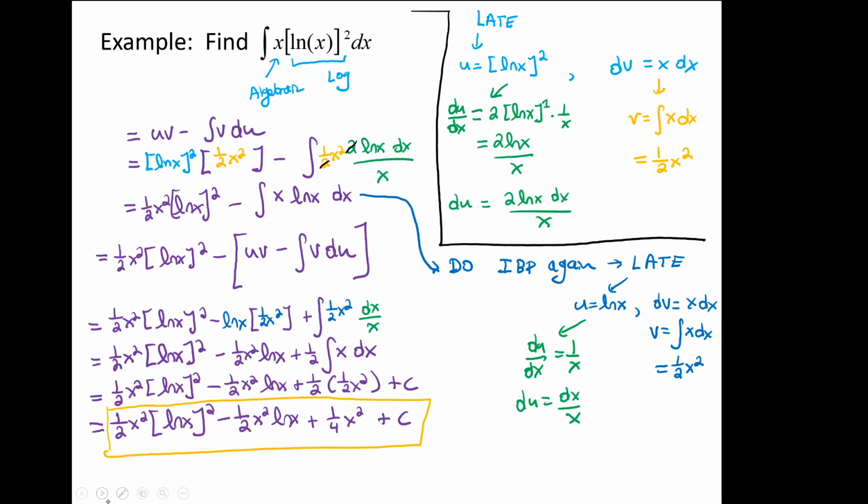So notice in this example we had to use integration by parts twice. But after the first iteration, after the first round, it was definitely better. So it was a good move to make. It just took several not attempts, but several iterations.